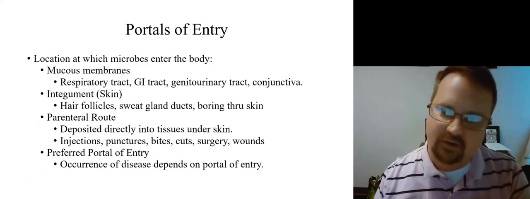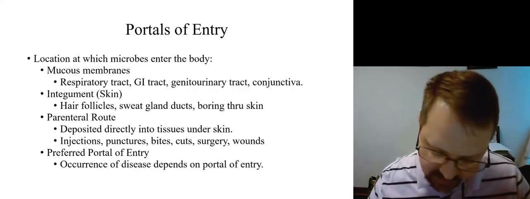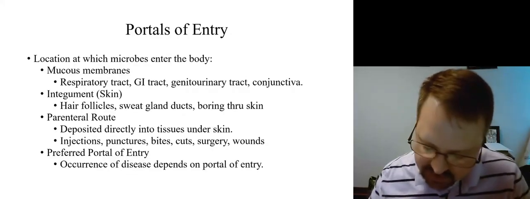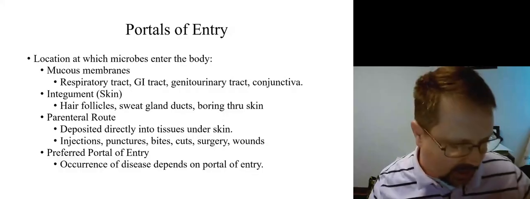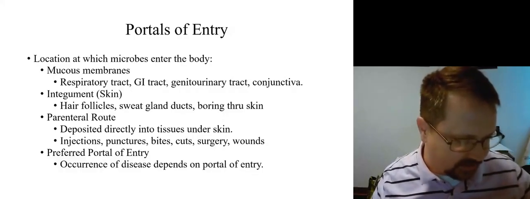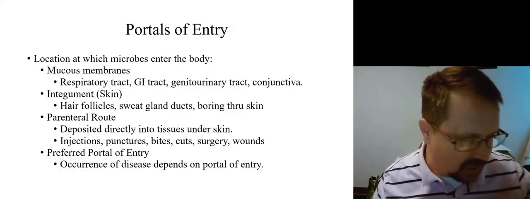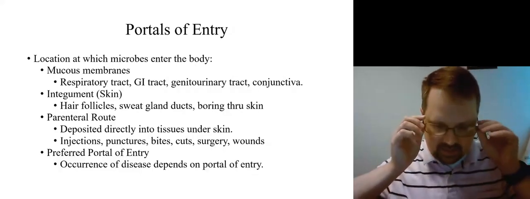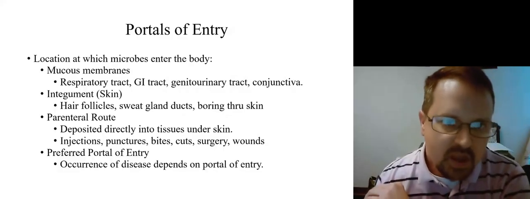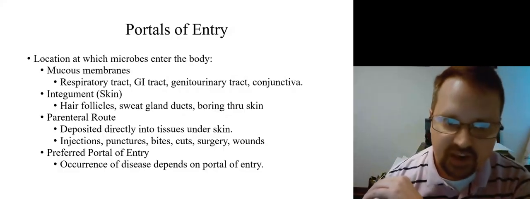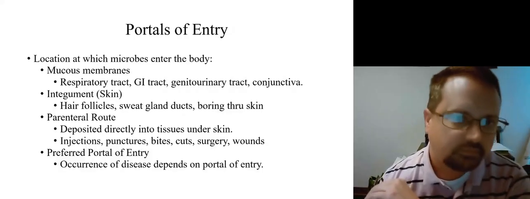bit about virulence factors. We won't get too far into virulence factors. We won't have to learn the different virulence factors for different bacteria. We will be talking about a variety of things, and there are some virulence factors at least discussed here. Basically, it's about portals of entry, how we get things in.